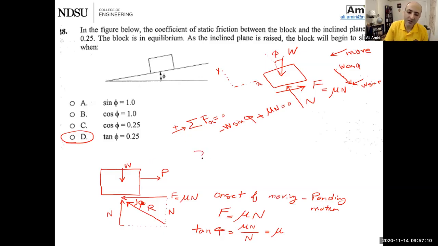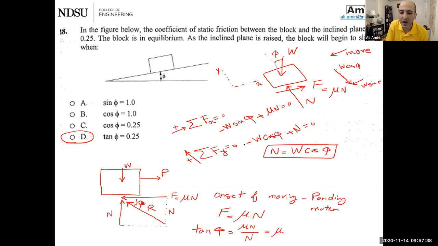The next thing I'm going to write is summation of forces in Y equals 0. Anything that is pointing this way is going to be plus. I have a W cosine phi, and I have a normal force that is pointing up. So from the equation below, I can figure out that N equals W cosine phi. So let's put it back up there. Minus W sine phi plus mu W cosine phi equals 0.